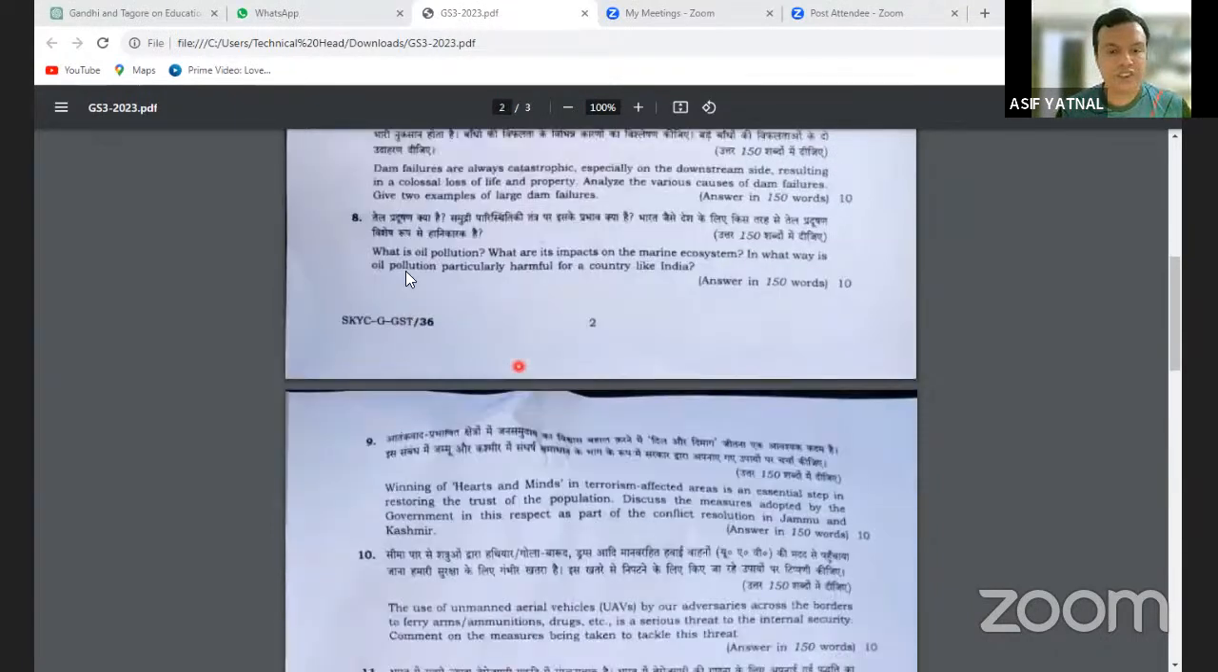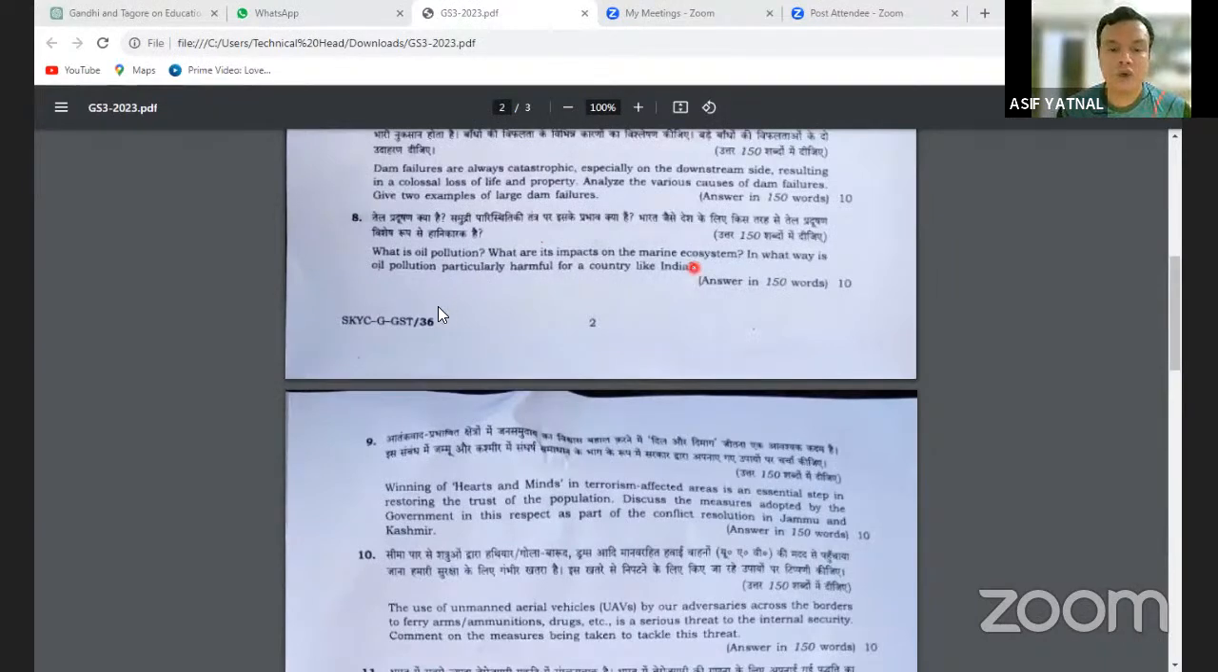Now let's move on to the next question. What is the oil pollution? Oil pollution क्या होता है? What are its impacts on the maritime ecosystem? जो समंदर में या सी में जो ऑयल पोल्यूशन होता है, उसका इकोसिस्टम पे क्या असर होता है?